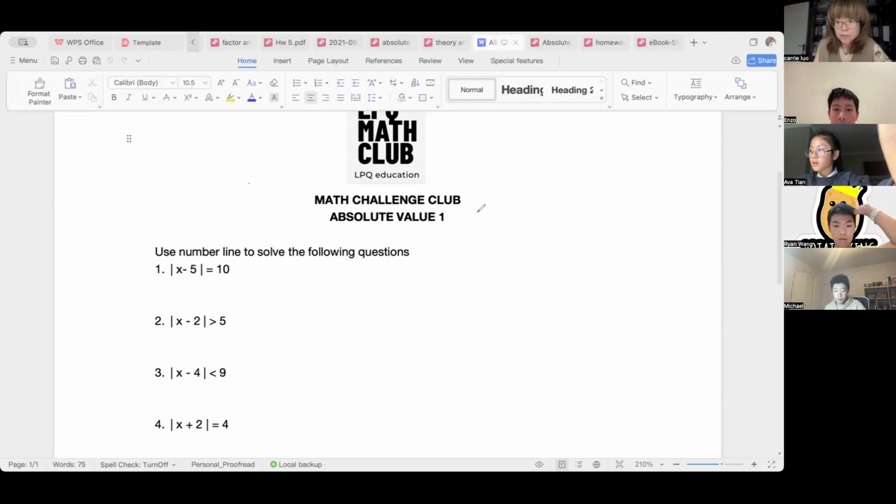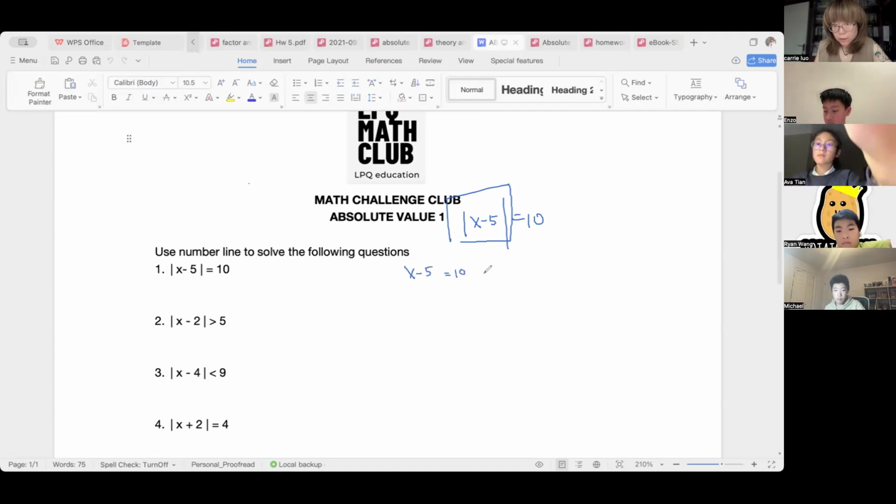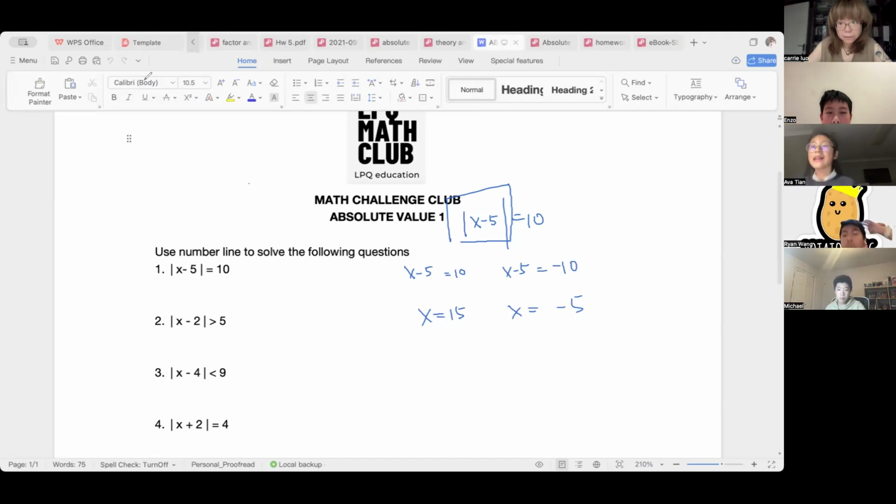Okay, so let's just explain this question. x minus 5 equals 10. Ryan, this whole thing equals 10, right? So just copy this whole thing down equals 10, or x minus 5 equals negative 10. Do you understand this part? This whole entire expression equals 10. So that's why x equals 15 or x equals negative 5. Get it, Ryan?